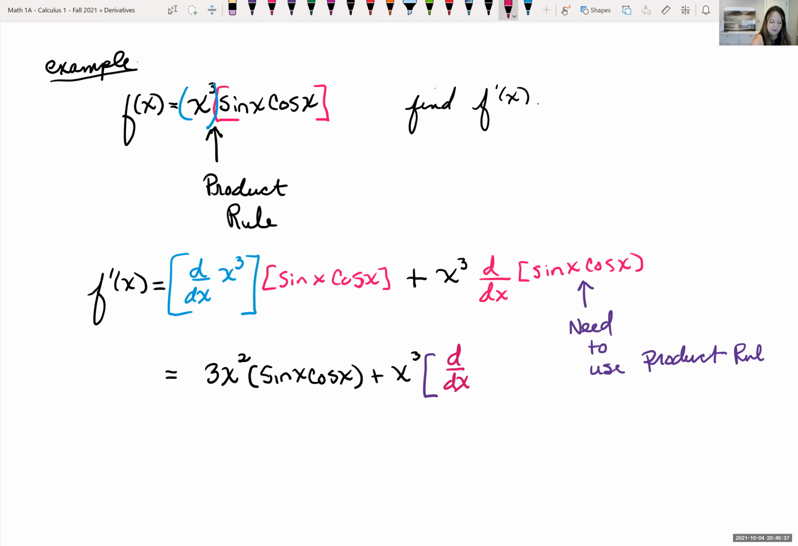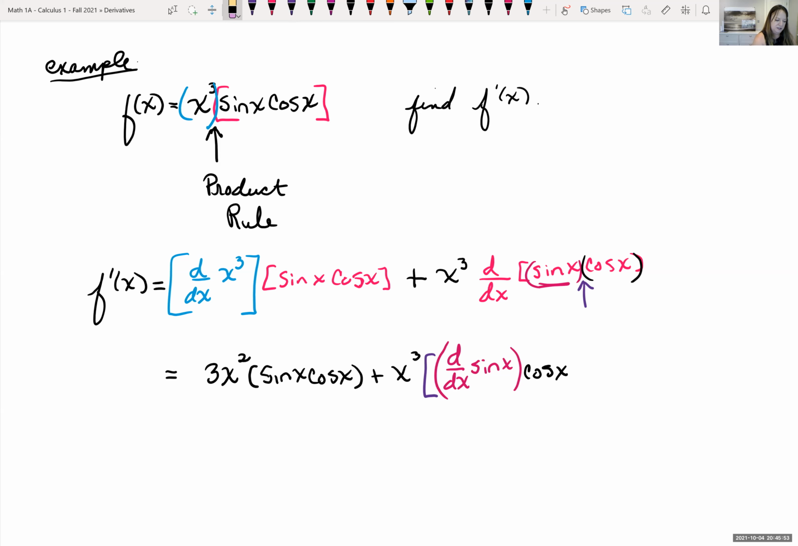So derivative of the first, derivative of sine of x, all times the second, cosine of x, plus the first, so that's sine x, times the derivative of the second, derivative of cosine of x.